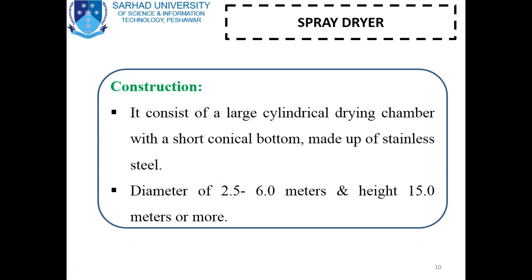It has a short conical bottom made of stainless steel. The construction material is stainless steel, and what are the diameter and height of this drying chamber, which we are calling a spray dryer? A spray dryer has a diameter of 2.5 to 6 meters and a height of 15 meters, or maybe more than these mentioned figures.